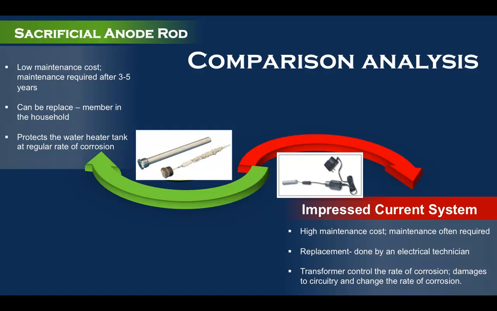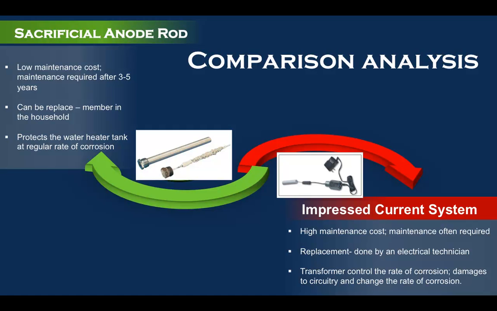Now we have a comparison between the sacrificial anode rod and the impressed current system. The sacrificial anode rod provides lower maintenance cost and needs to be replaced after 3 to 5 years. It can be replaced by any member of the household above the age of 18, and it protects the water heater tank at a regular rate of corrosion.